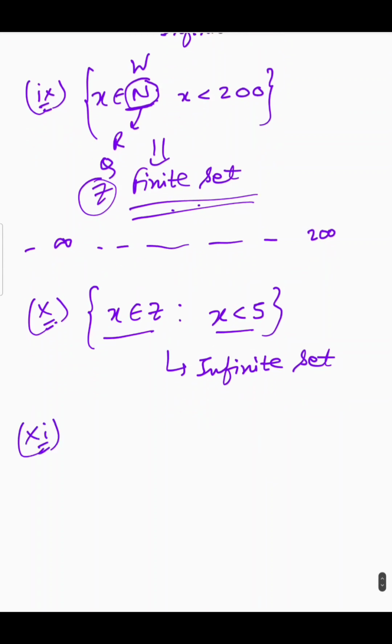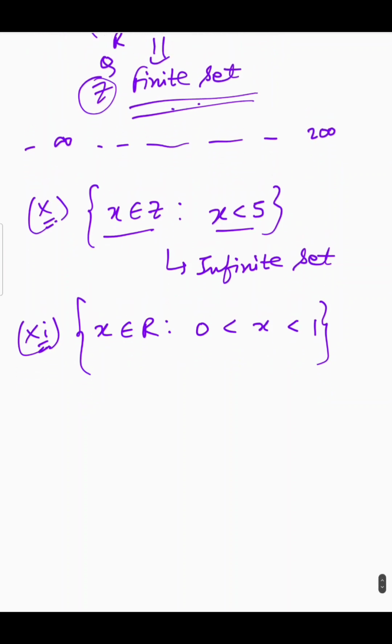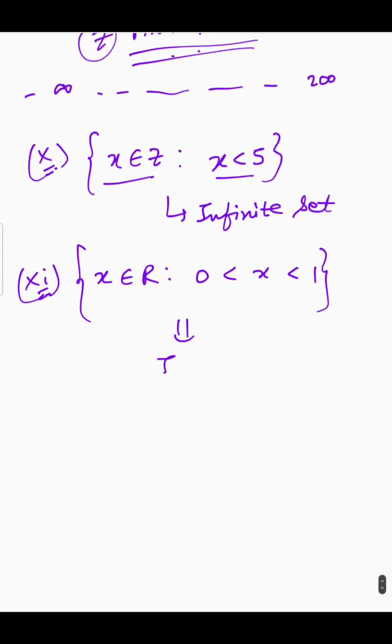Next, x belongs to real number and x is in the range of 0 to 1. So it will be what? How many numbers are there between 0 to 1? How many real numbers are there between 0 to 1? Infinite. So this is an infinite set. Okay. I hope that these things are clear.